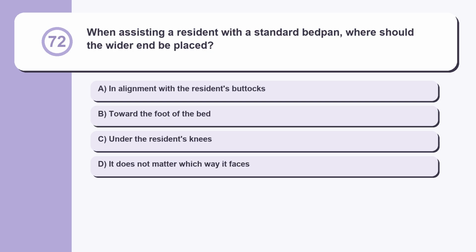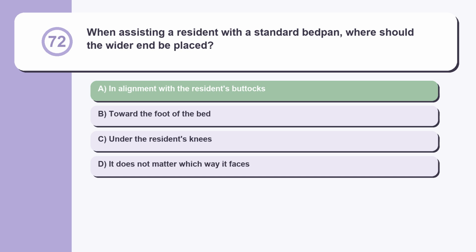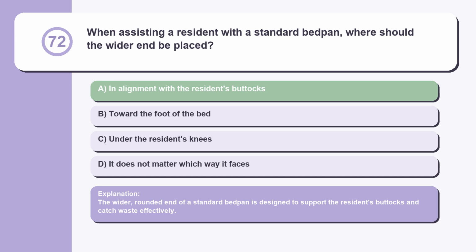Question 72. When assisting a resident with a standard bedpan, where should the wider end be placed? In alignment with the resident's buttocks, toward the foot of the bed, under the resident's knees. It does not matter which way it faces. The wider, rounded end of a standard bedpan is designed to support the resident's buttocks and catch waste effectively.